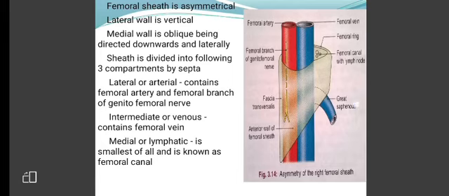Lateral compartment contains femoral artery and femoral branch of genitofemoral nerve. Intermediate compartment contains femoral vein. Then last one is medial compartment. It is smallest of all and it is known as femoral canal.